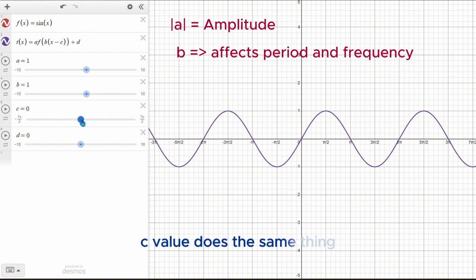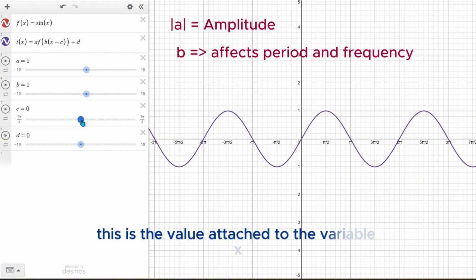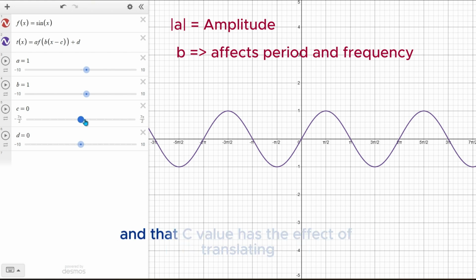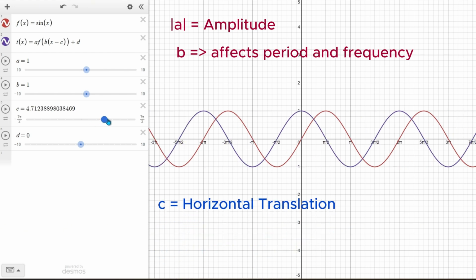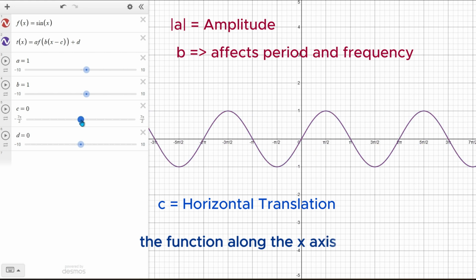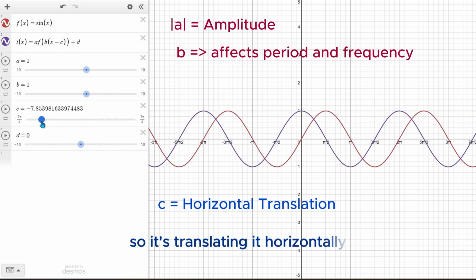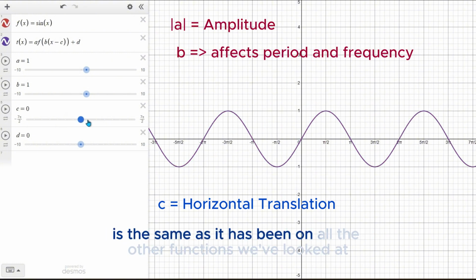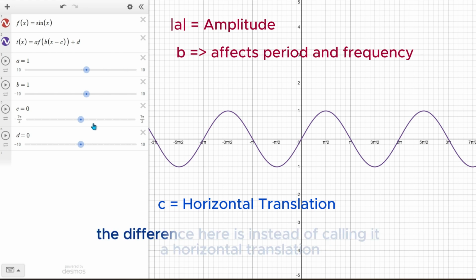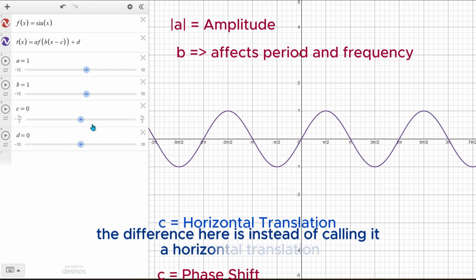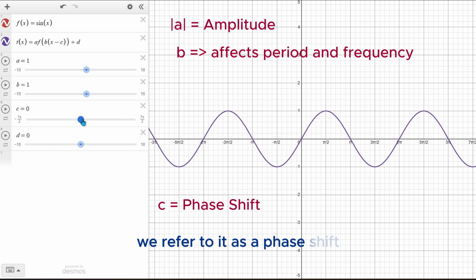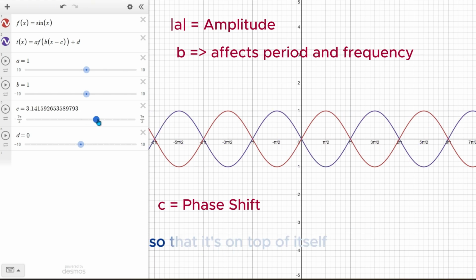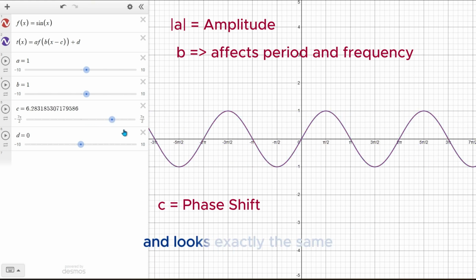The c value does the same thing. This is the value attached to the variable x, or sometimes on a periodic function, we'll refer to that as theta. And that c value has the effect of translating the function along the x-axis. So it's translating it horizontally. Now, again, the effect here on a periodic function is the same as it has been on all the other functions we've looked at. The difference here is instead of calling it a horizontal translation, we refer to it as a phase shift. And in fact, on a periodic function, you can see we can actually phase shift the function so that it's on top of itself and looks exactly the same.